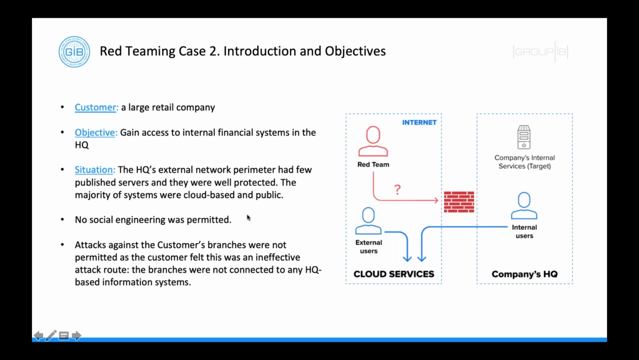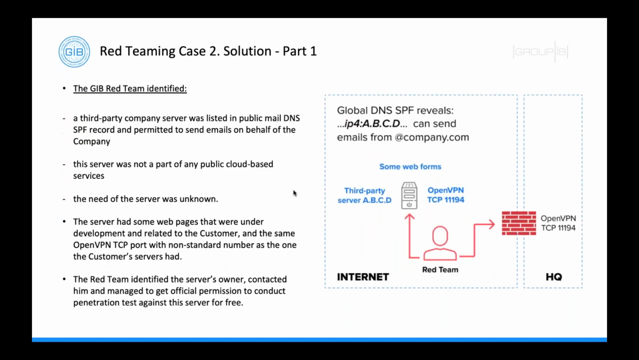Also in this particular red team, no social engineering was allowed by the client, and attacks against the customer's branches were not permitted, as the customer felt that this was an ineffective attack route. The main reason for this was that the branches weren't actually connected to any of the HQ's information systems. So what did we do in this situation?